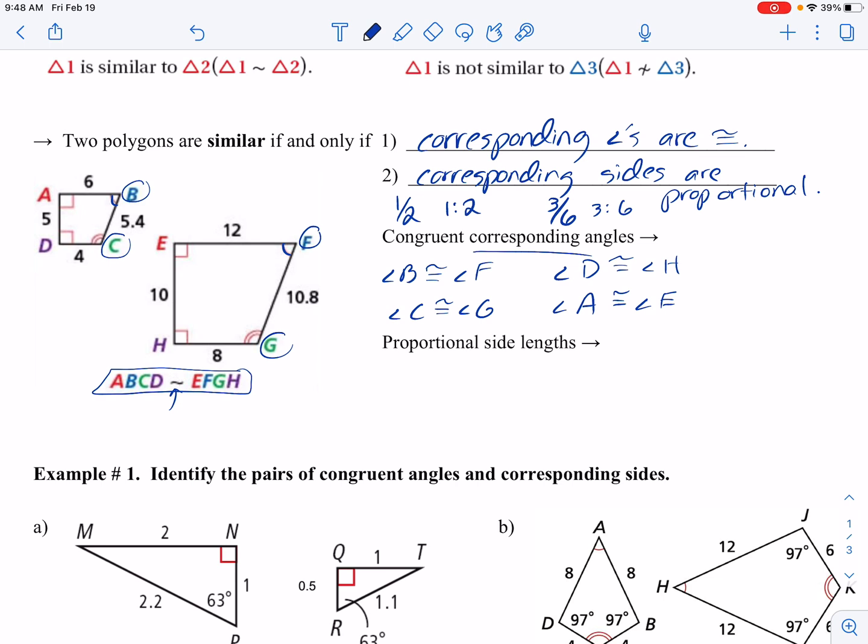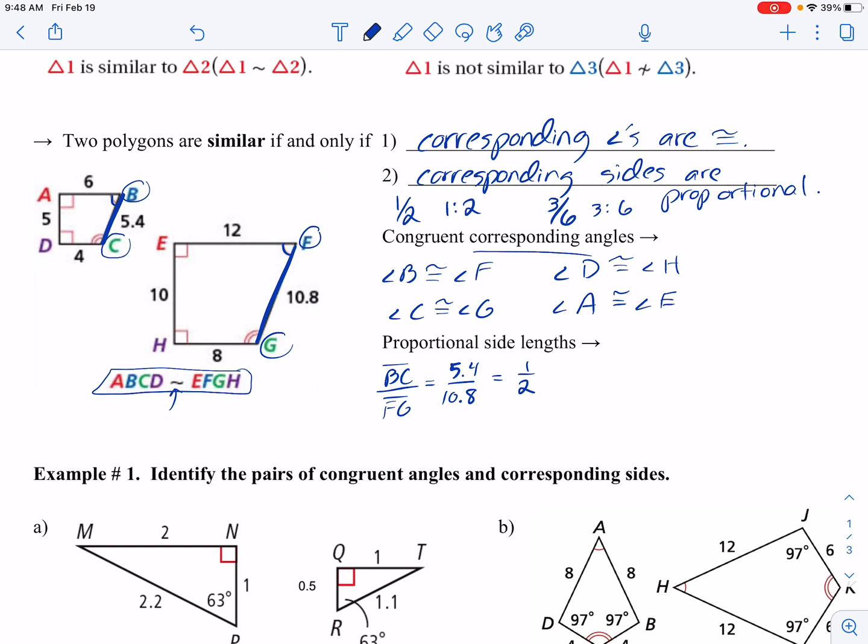Okay, for our proportional side lengths, let's go ahead and pick a pair of sides that are corresponding. So BC to FG. These are corresponding side lengths, and the ratio of their sides is 5.4 to 10.8. Okay. Always reduce these down. 5.4 times 2 is 10.8. So these have a ratio of their sides of 1 to 2.